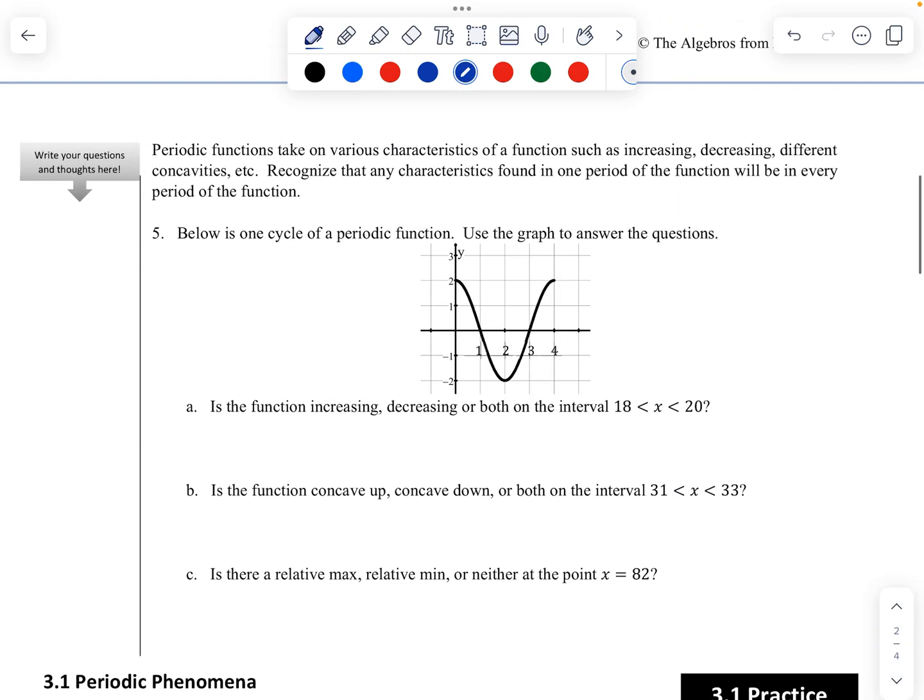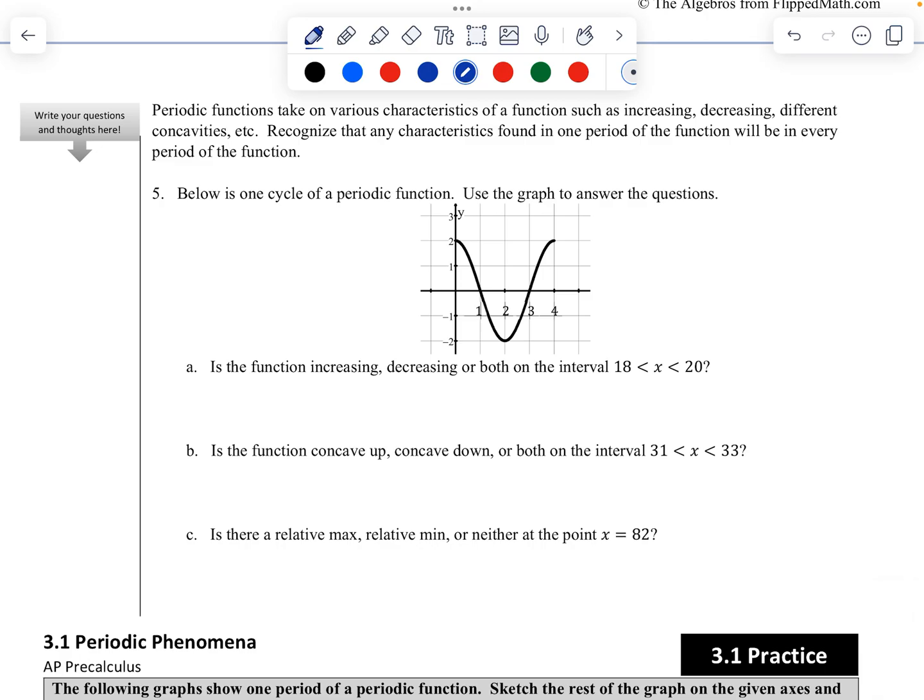Okay, so then this last part, periodic: when are they increasing and decreasing? So here's one period. Our period is length 4. Is it increasing or decreasing from 18 to 20? Lots of ways you could figure this out. I look at it and say if this is at 4, this would also be at 8, 12, multiples of 4, 16, and 20. So if that's 20, this would be 19 and 18. So from 18 to 20, it is increasing.